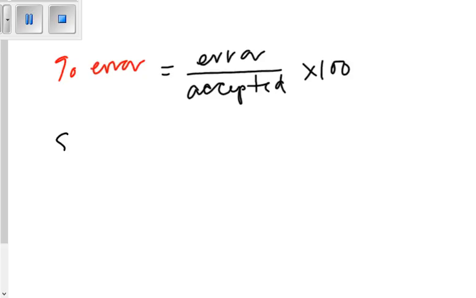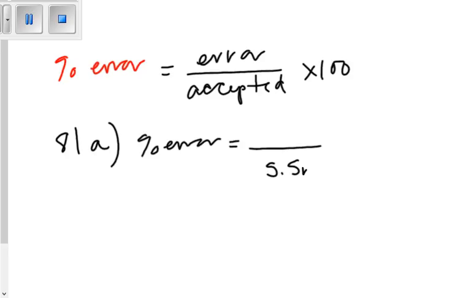So for number 81A, the accepted length of steel pipe is 5.5 meters, excuse me. So in my equation for the percent error, I want to know the error, which is the difference between the experimental and the accepted value, divided by the accepted 5.5 meters. So that would be, they measured 5.2 meters minus 5.5 meters. That'll give us the difference, and then times 100.